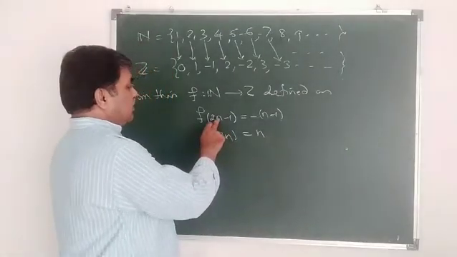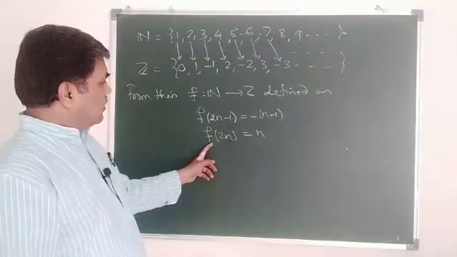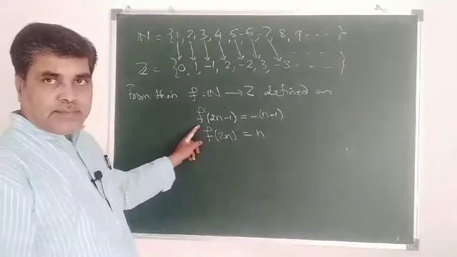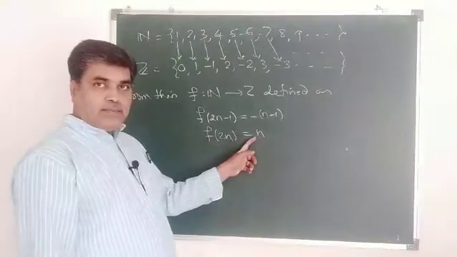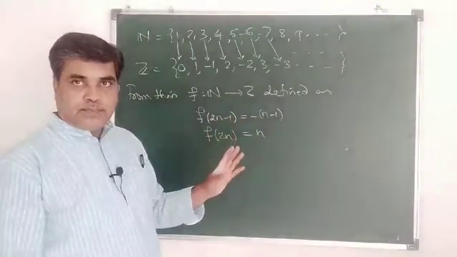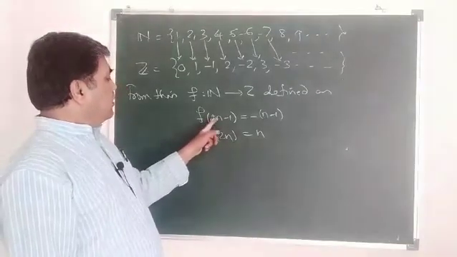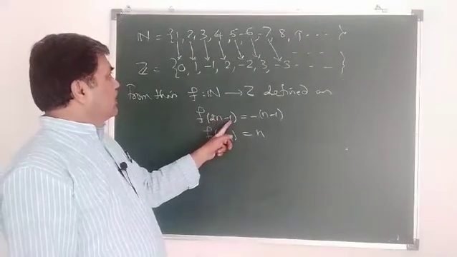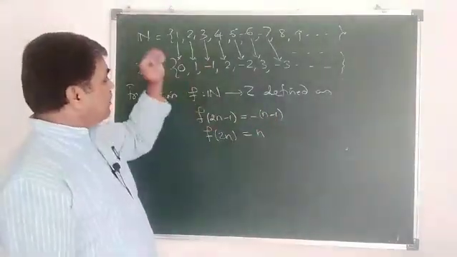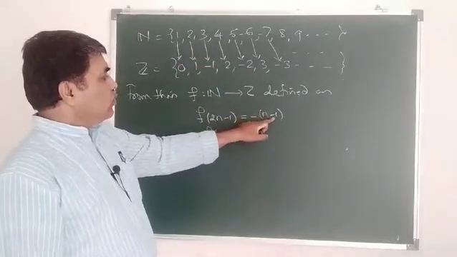Is it clear? f of 2n is n, so f of 2 is 1, f of 4 is 2, and so on. For f of 2n minus 1, if I put n equal to 1, I get 0. If I put n equal to 2, 4 minus 1 is 3, giving minus 1. If I put n equal to 3, 6 minus 1 is 5, giving minus 2.